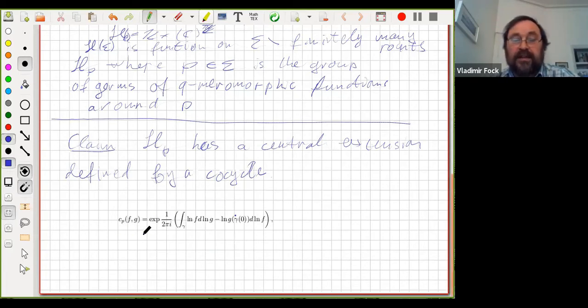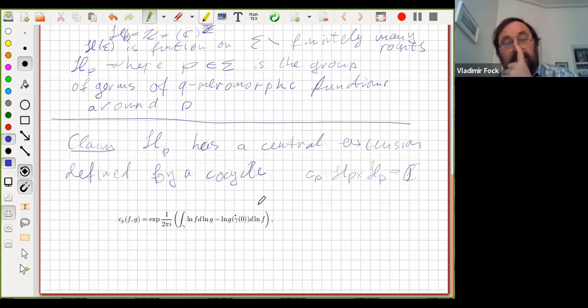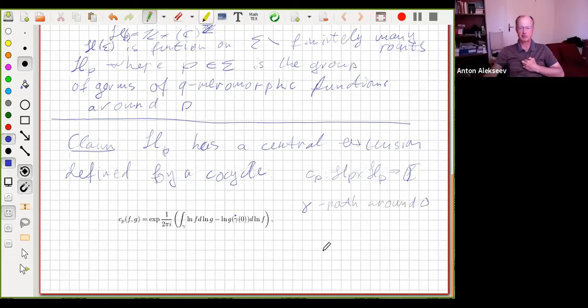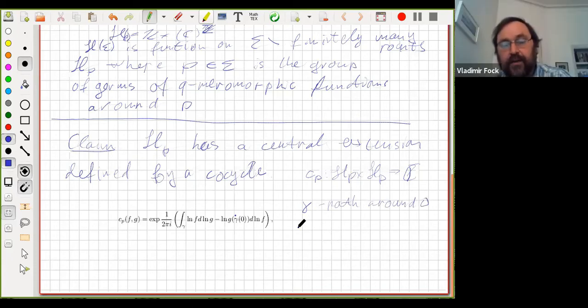This is one formula for that. C_P is a function which sends H_P cross H_P to C. It's given by some integral, which is more or less log f d log g, though there is some additional term here. The claim is that this formula is well defined. Gamma is a path around zero. Now we only have a singularity at zero, right? Yes. So C_P is really defined. f and g are just germs of my function, so they are defined in some vicinity of zero.